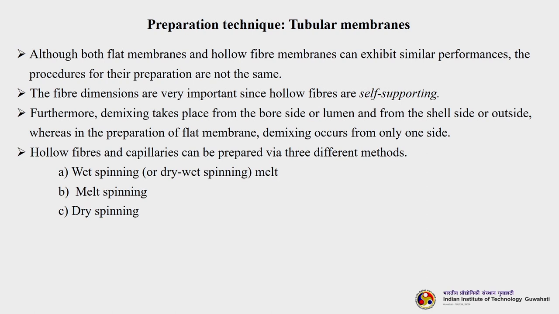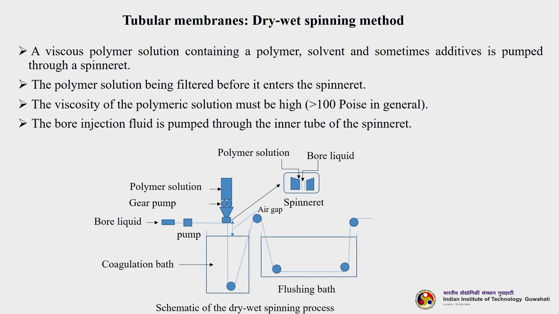One is called wet spinning, or also called dry wet spinning method, then melt spinning and dry spinning. So, we will discuss this first one. This is a very important preparation technique. A viscous polymer solution containing a polymer, a solvent and sometimes additives are pumped through a spinneret.